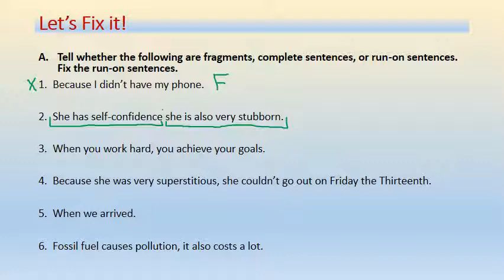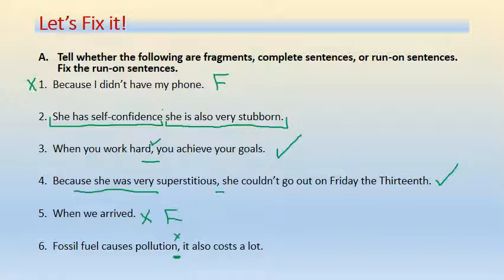When you work hard, you achieve your goals. Perfectly correct. The comma is where it's supposed to be. Here is the subordinating conjunction. You wrote it and you put a comma. Because she was very superstitious, she couldn't go out on Friday the 13th. Okay, subordinating conjunction followed by a comma. Then I completed my thought. When we arrived, that's a fragment. When you arrived, what happened? Fossil fuel causes pollution. It also costs a lot. This is a comma splice. It's a mistake in the comma.